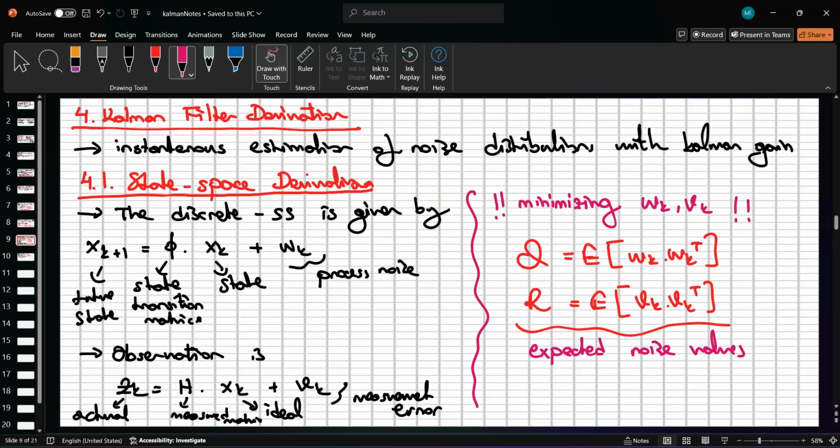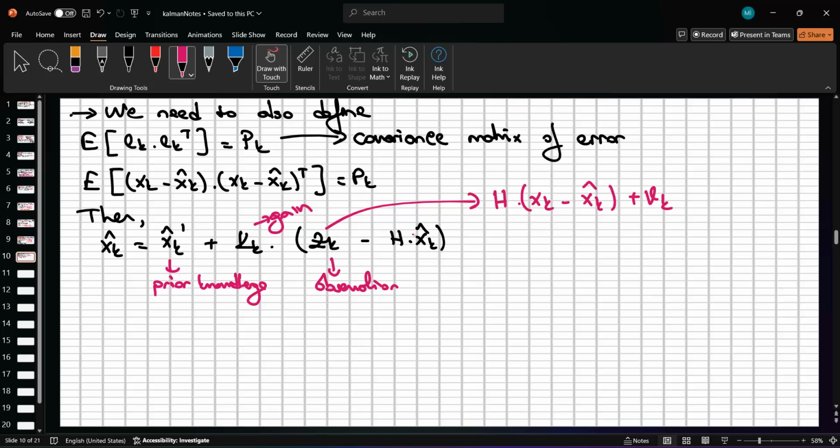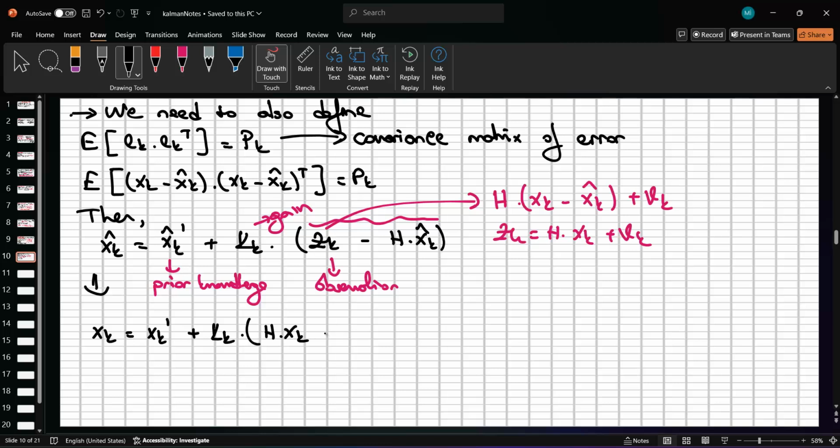Just remember this one, zk equals h times xk plus the noise vk. And so if you put these equations in here, this h times xk, this is the collective definition of these terms, and this returns to zk equals h xk plus vk. And so if we put this equation into the xk one, then we will have this form: xk equals xk prior knowledge plus kk times h xk plus vk minus h xk hat. Okay? This is the basic definition of the algorithm.